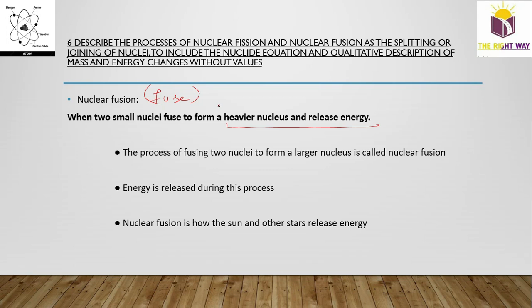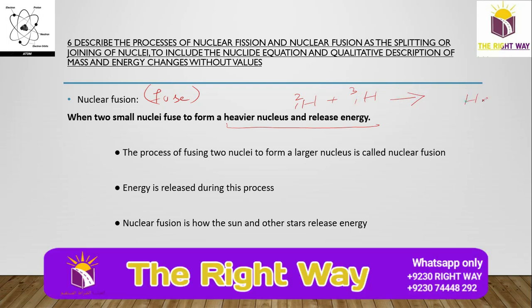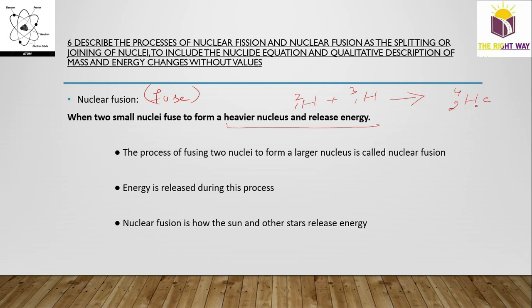Okay, for example, deuterium and tritium: deuterium, hydrogen 2-1, plus hydrogen 3-1, combine to form helium 4-2 plus a neutron. This reaction is your nuclear fusion reaction, in which two smaller nuclei combine to form a larger nucleus. The process of fusing two nuclei to form a larger nucleus is called a nuclear fusion reaction.